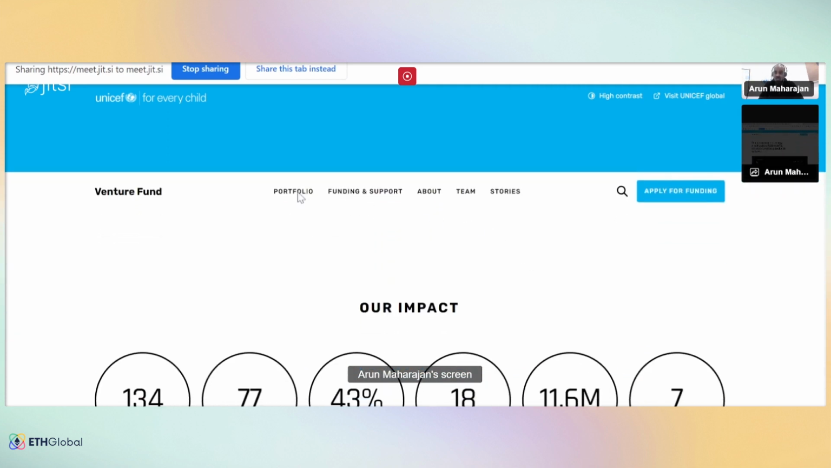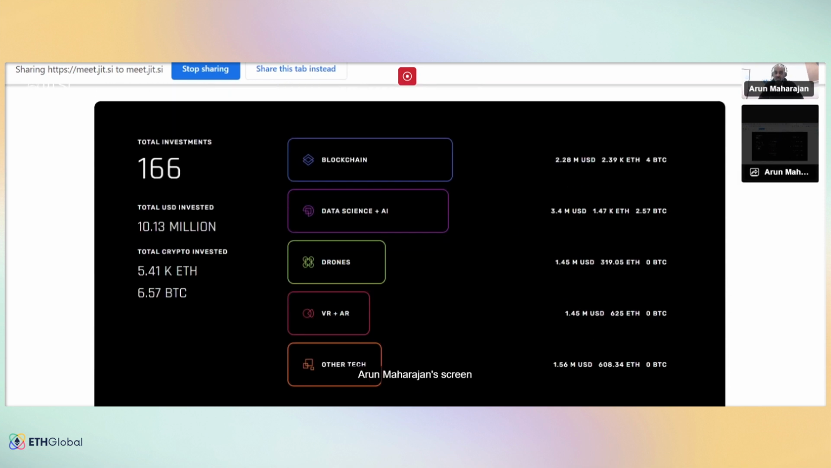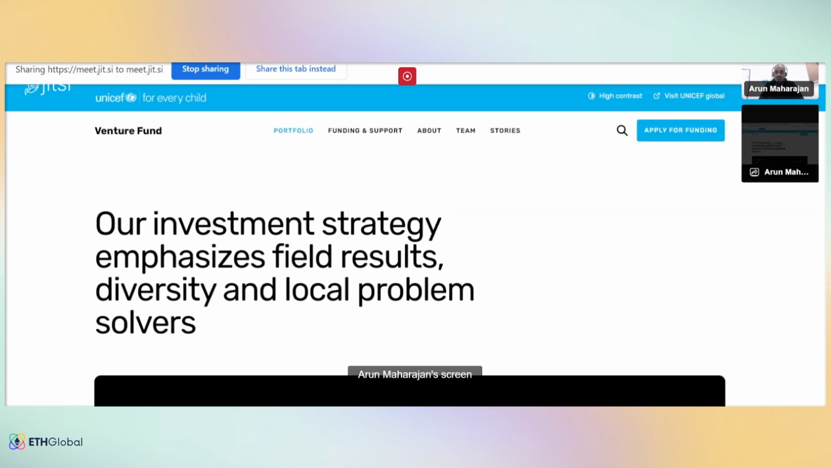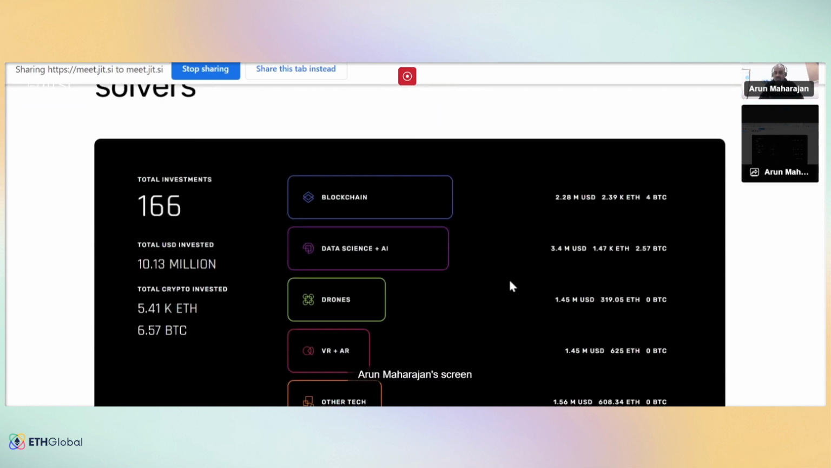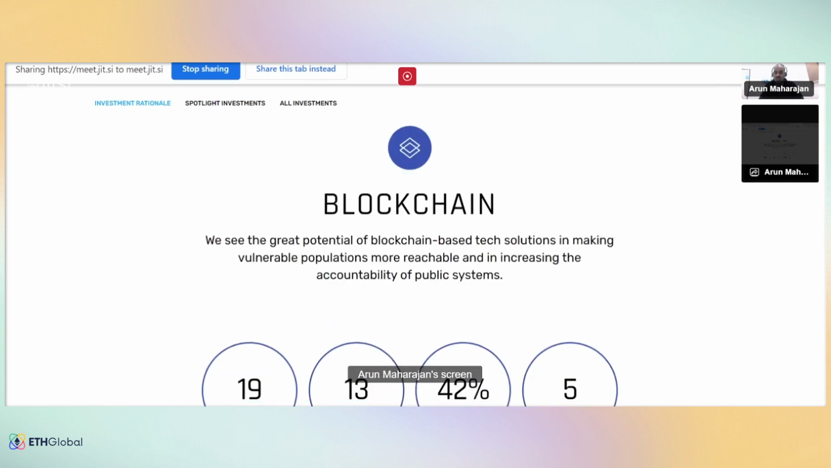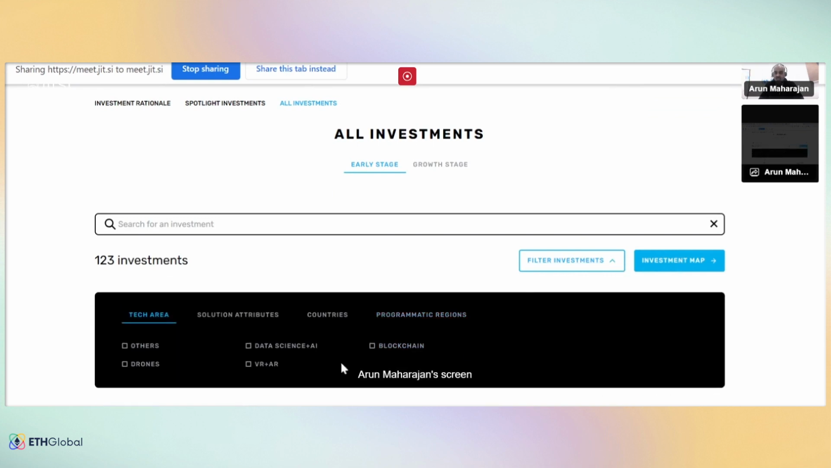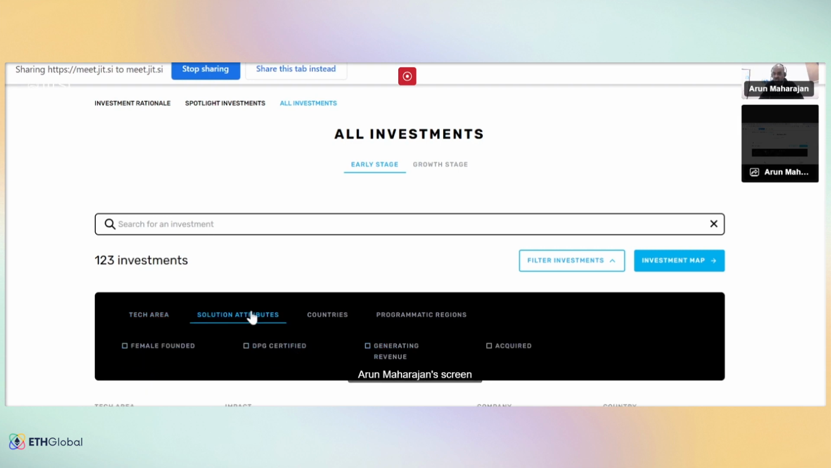So those are some of the things that we do. We have a whole big portfolio. A lot of it is in blockchain, about 19 of them, if I'm not mistaken. Yes, 19 investments made. It's pretty cool, so I would suggest you check out this website. You can go through our portfolio, filter it by blockchain, and check out what projects are there. If you're interested in the other areas, of course, please go ahead.